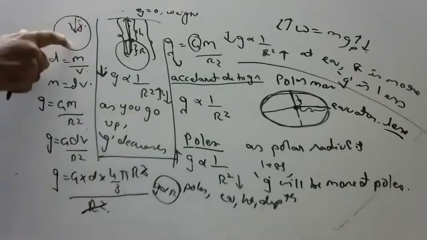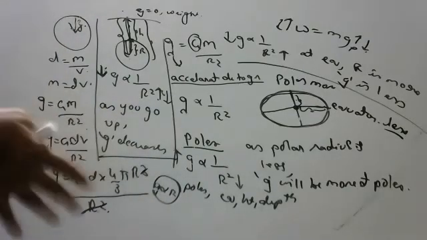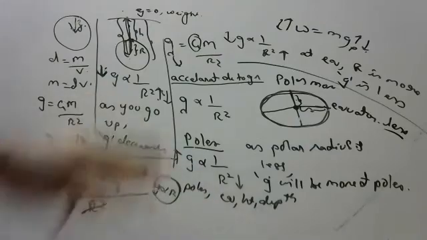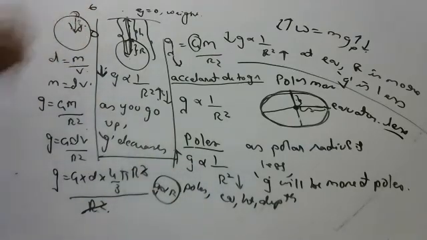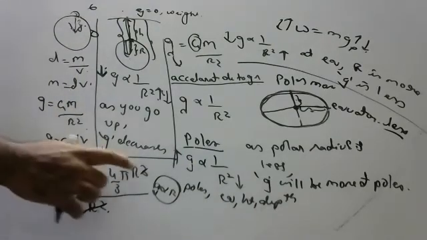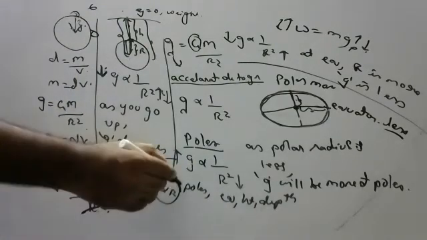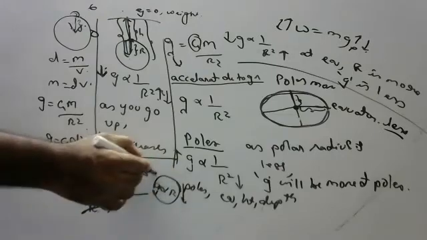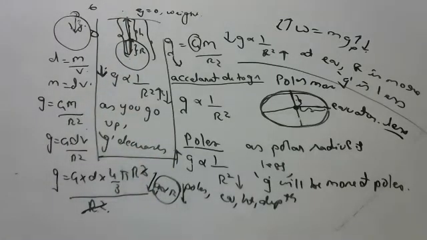But as you go inside, density also comes into existence because you are going into the earth. You are not talking about outside. So density you should take. Once you take density into consideration, g will become directly proportional to R. So as you go down, radius decreases, so your acceleration due to gravity also decreases. You should understand like this, children.